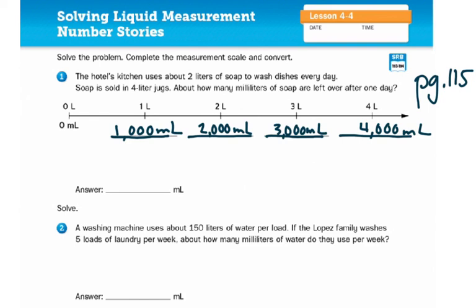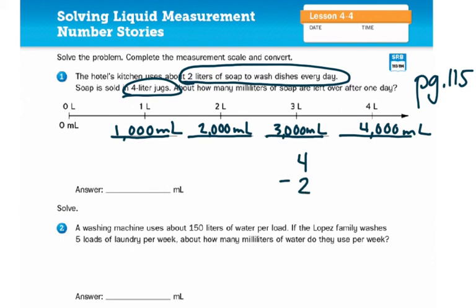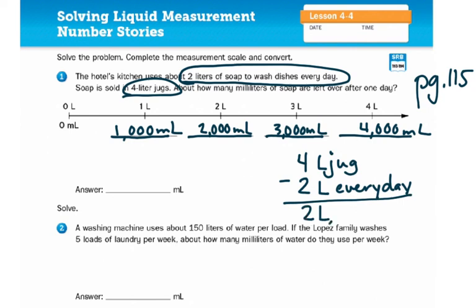Now what we need to do is figure out how many milliliters of soap are left over after 1 day, and they use 2 liters of soap to wash dishes every day, and they're sold in 4-liter jugs. So I would take the 4-liter jug, subtract the 2 liters that are used every day. That leaves me with 2 liters, and now we're going to convert that to milliliters. So we're going to multiply by 1,000. So we get 2,000 milliliters.